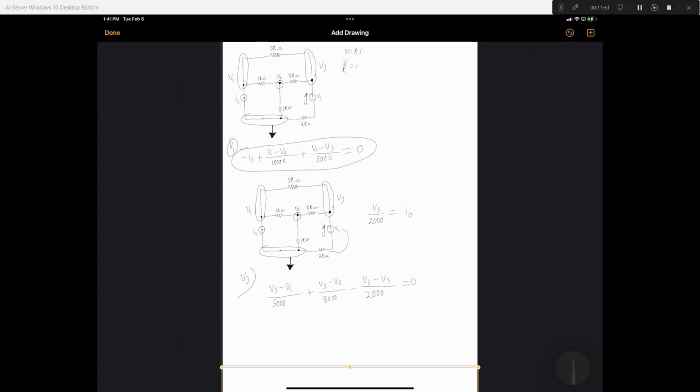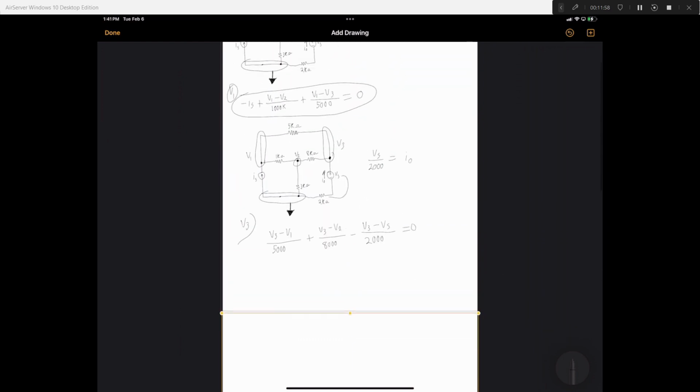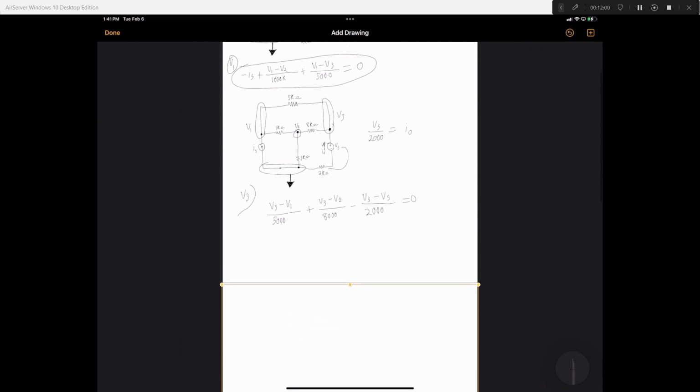Alright, so we're going to write all the equations that we have required. I'm just going to write down the second one, because I have the others on my iPad.